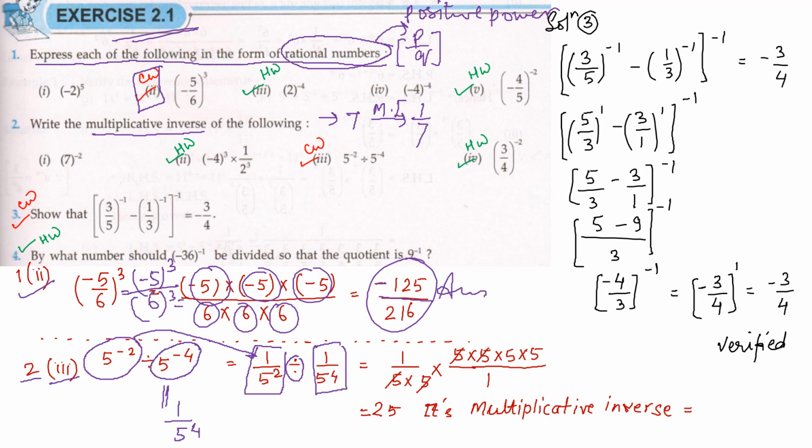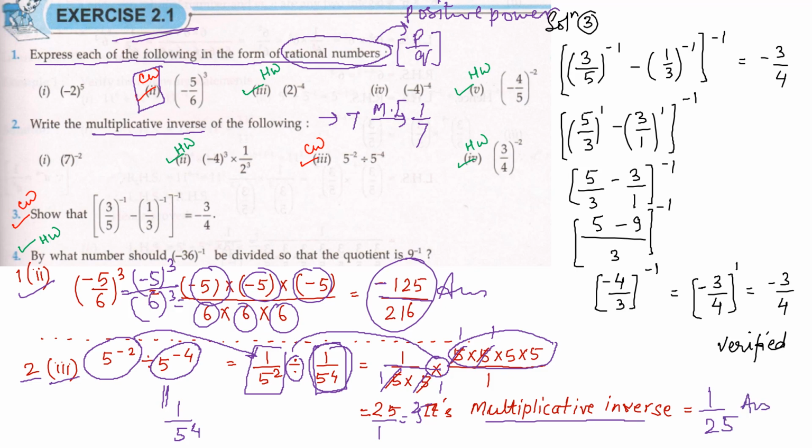Now 1 by 5 square means 1 by 5 into 5, and changing this division sign to multiplication sign, the next number will be inverted as we have done in the division of rational numbers. So 5 to the power 4 will go up, divided by 1. 5 ones are 5, 5 ones are 5, 5 ones are 5, 5 ones are 5. What is left is 5 into 5, 25. 25 by 1 is 25. And its multiplicative inverse will be what? Its multiplicative inverse will be 1 by 25. Clear?